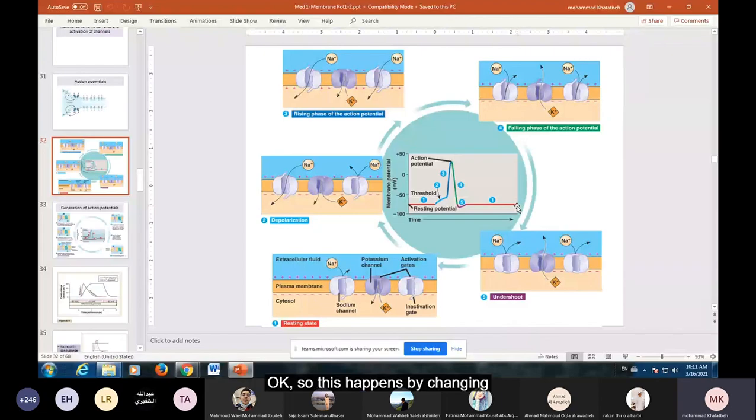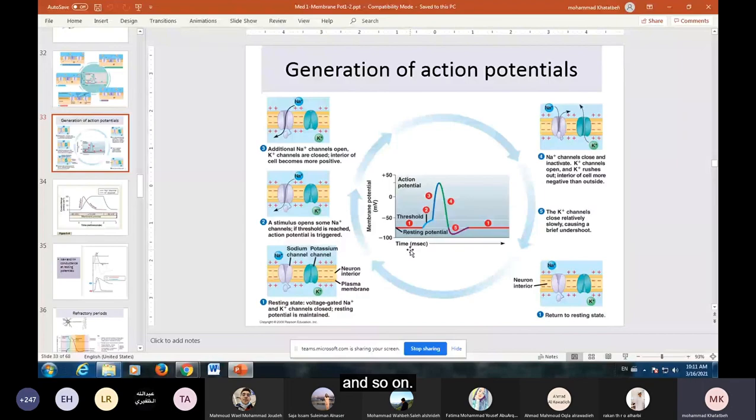So this happens by changing activity of channels, as you see. So you can relate each phase to the activity of each type of channel, sodium channels and potassium channels and so on. Again, these are the phases: 1, 2, reaching the threshold, 3, 4, 5, then returning back to phase 1, as you see here. And everything is related to the activity of channels.